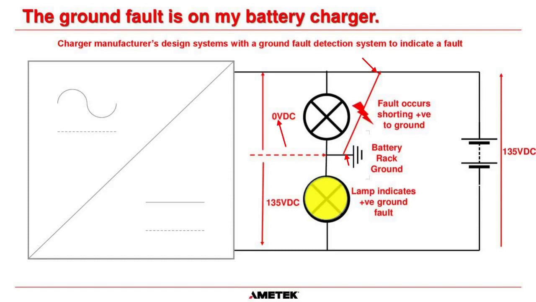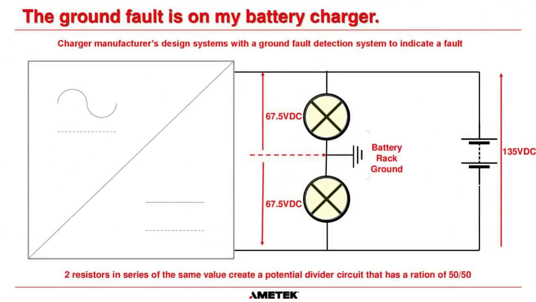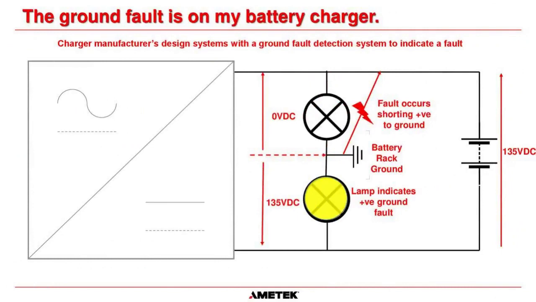So this lamp goes off. Okay, but guess what? Now we're going to have 135 volts across this lamp. So this lamp now is going to go very, very bright, because in the previous slide, the lamp was only dimly lit, and now this light here is fully lit, and that indicates that you have a positive ground fault on your system.